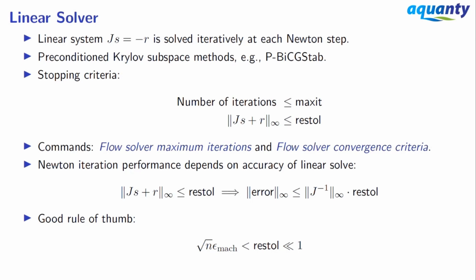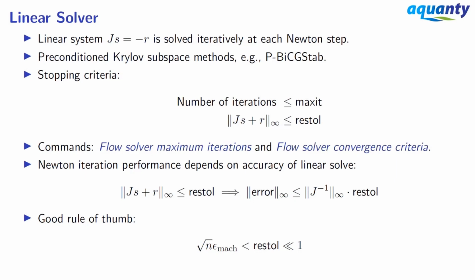At each Newton step, we have to solve a linear system for the Newton step vector. And in HGS, we use a preconditioned Krylov subspace method, the default of which is biconjugate gradient stabilized. The convergence or the stopping criteria for this method are the maximum number of iterations and the residual tolerance. These can be set using the commands flow solver maximum iterations and flow solver convergence criteria.